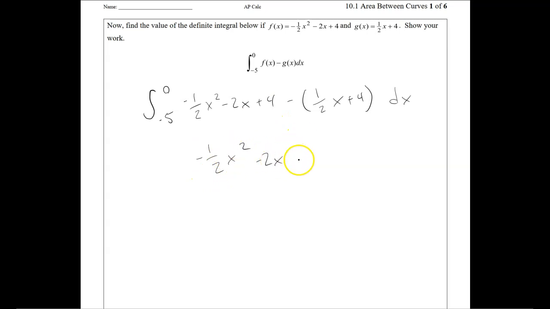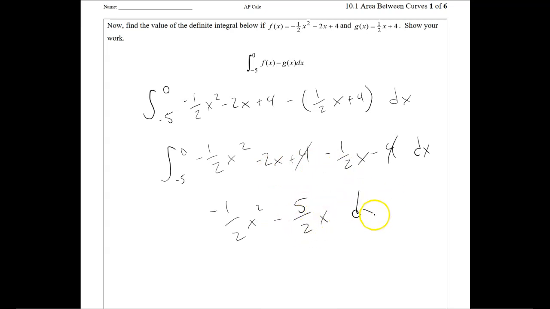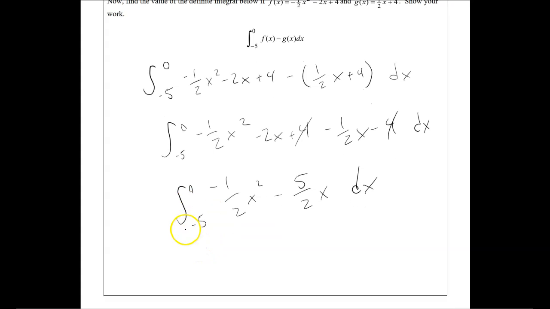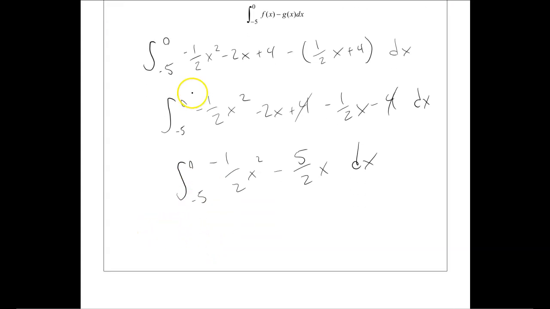And I'm going to simplify this algebraically before I ever try to integrate. So I'm going to look for like terms, and very conveniently, my 4's cancel. And then negative 2x minus 1/2 x is negative 5 over 2 x dx. And we still haven't integrated yet, so I'm going to keep writing that symbol until I actually take the integral, which will be now.